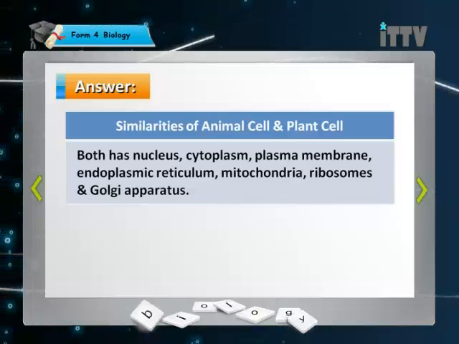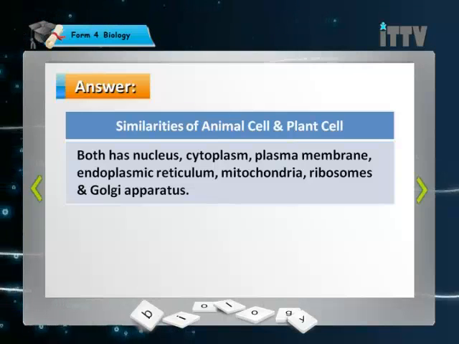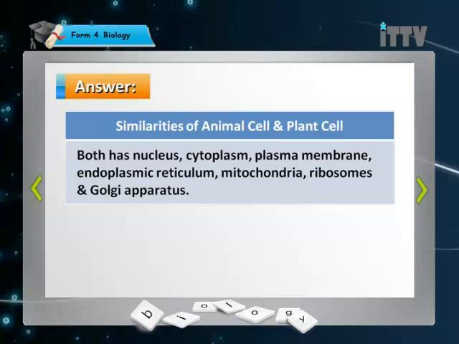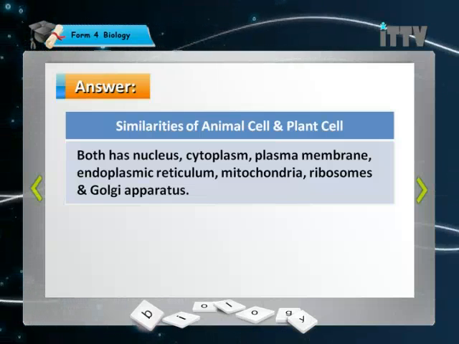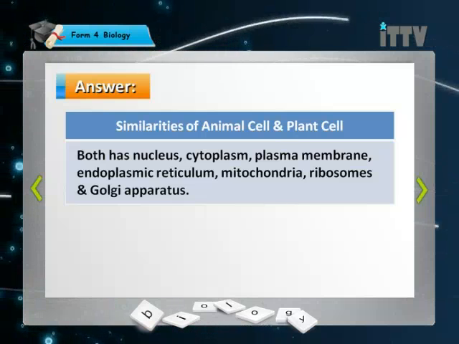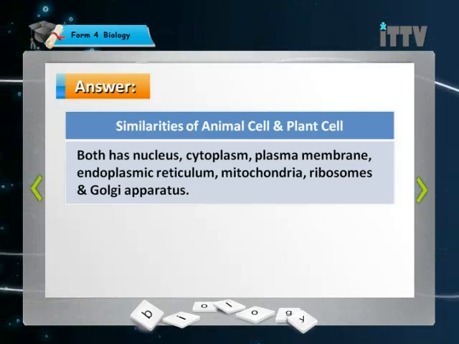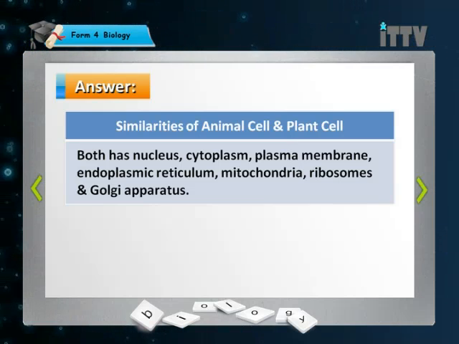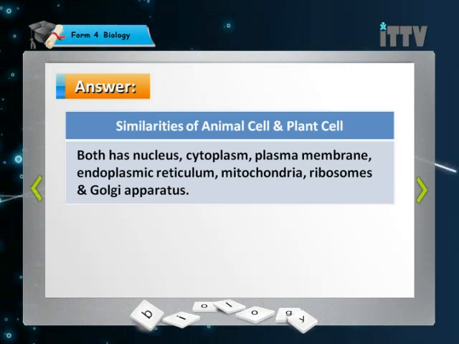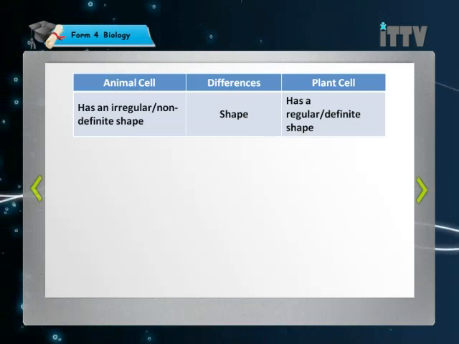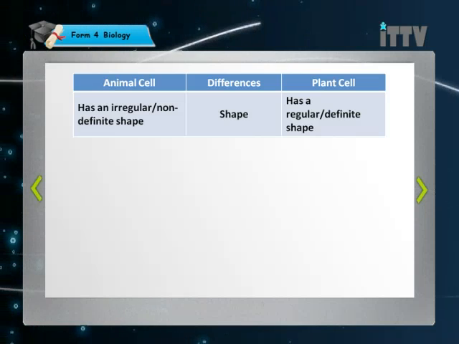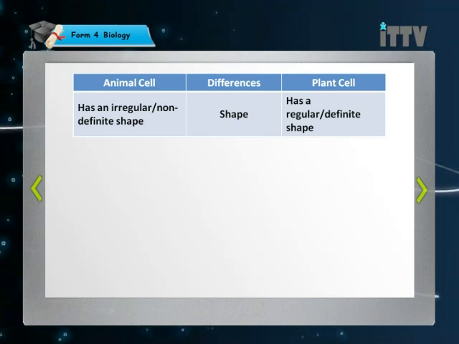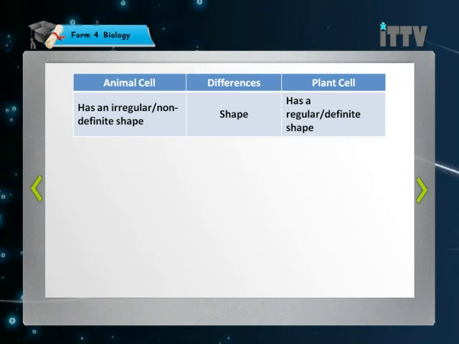Animal cell and plant cell similarities. Both have nucleus, cytoplasm, plasma membrane, endoplasmic reticulum, mitochondria, ribosomes and Golgi apparatus. You have been very aware of all this since our first diagram of the cell. Next, let's see the differences between animal cell and plant cell. The first difference is between the shapes of the animal and plant cell. Animal cell has an irregular or non-definite shape, whereas a plant cell has a regular and definite shape.